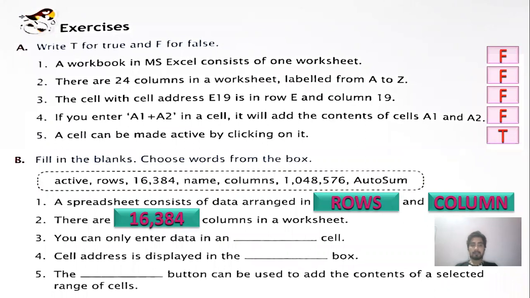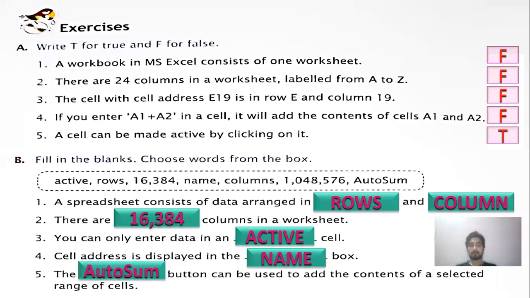Third one, you can only enter data in a dash cell. So we can only insert data in an active cell. Cell address is displayed in the dash box. So cell address is being displayed in the name box. The dash button can be used to add the content of the selected range of cells. So the auto sum button or auto sum formula can be used for adding the content of a selected range of cells.